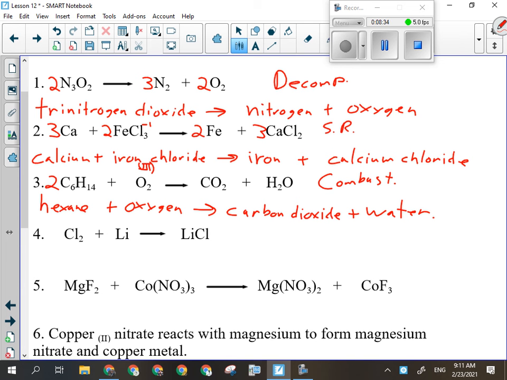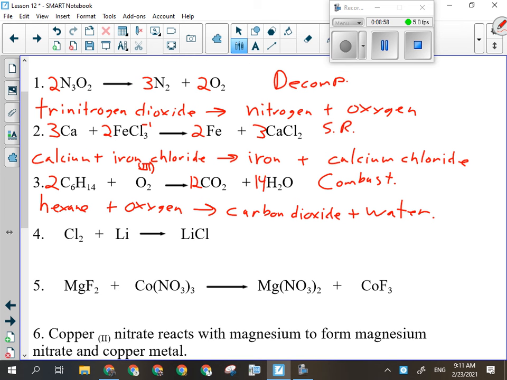What's 2 times 6? 12. All right, so I go over here. My carbons are balanced. There's 12 of them. Okay, what's 2 times 14? 28. All right. What times 2 will give me 28? This is the fun part, is that you don't actually have to think about it. It's the same number on that side.